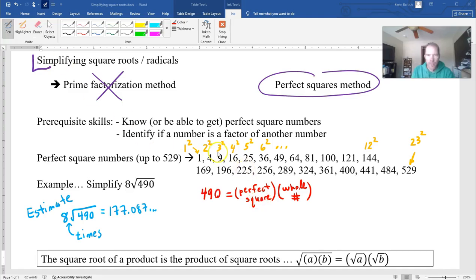Whoops, I got some wrong. Okay, so last example, we're going to simplify 8 times the square root of 490. I've already done the calculator estimate. I encourage you to do that. 8 multiplied by the square root of 490 is a little over 177.